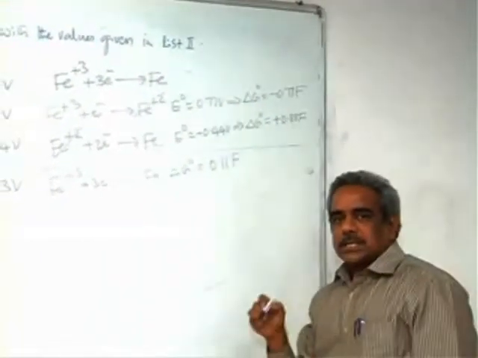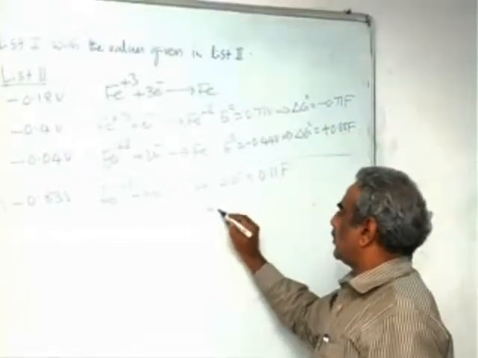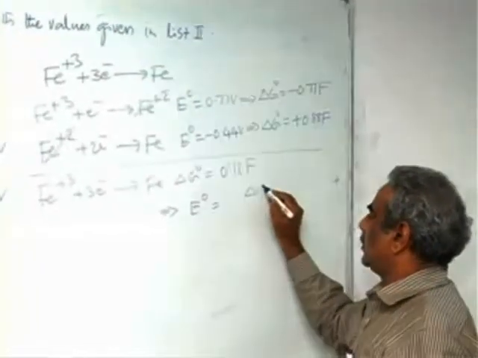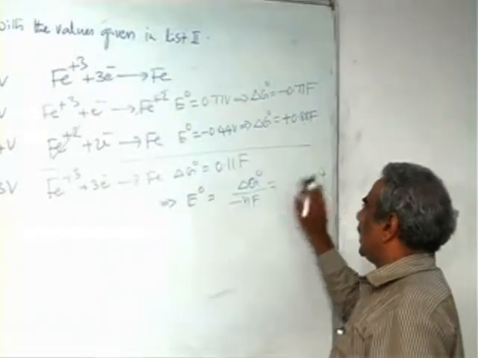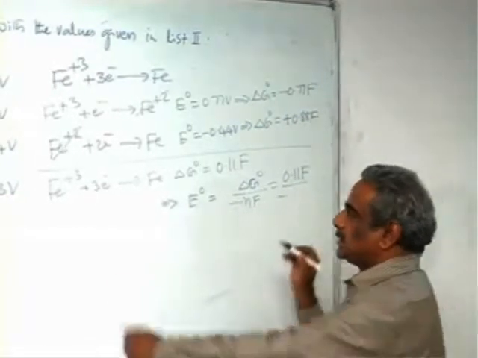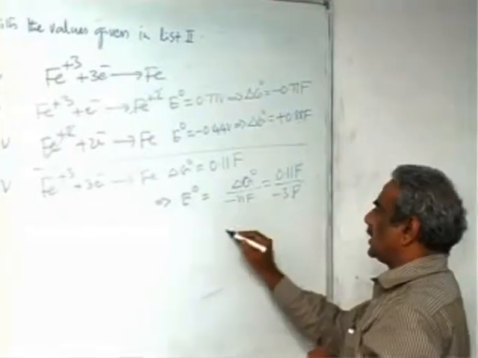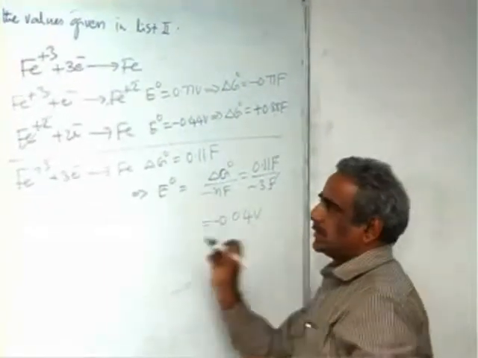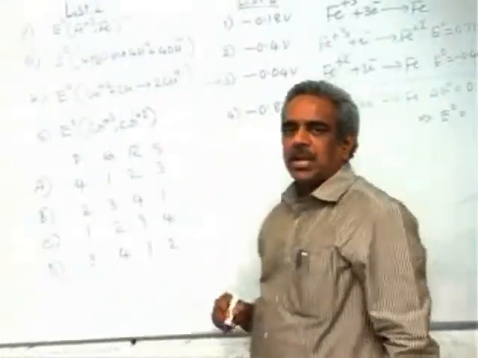But what is asked is reduction potential. So for this equation, the E naught can be given as delta G naught by minus nF. So you will be getting 0.11 farads by minus n, which for this equation is 3. F and F will get cancelled. You are getting minus 0.04 volts. It can be connected to the third option.